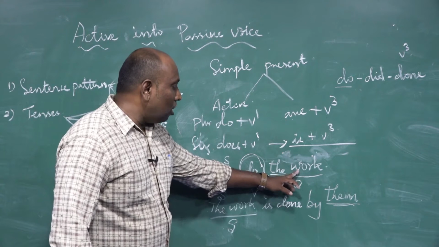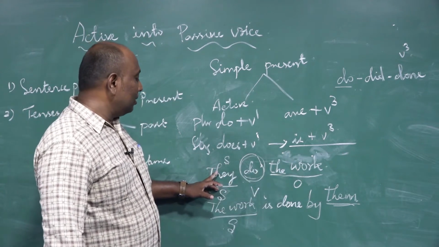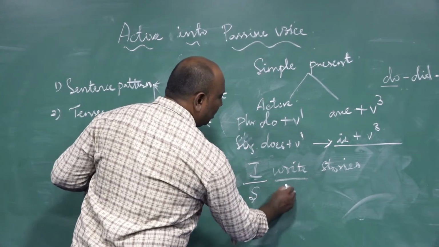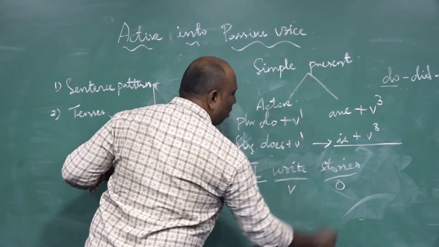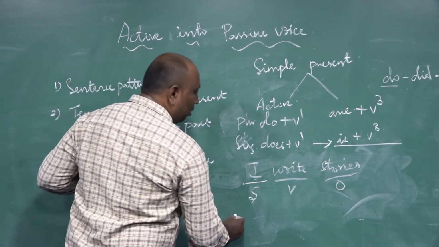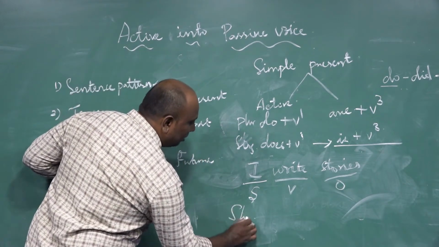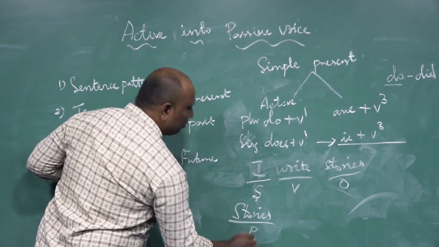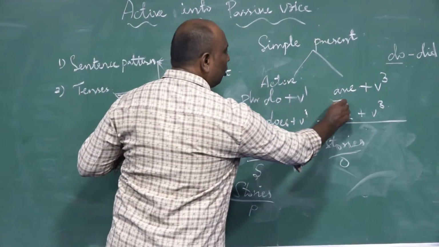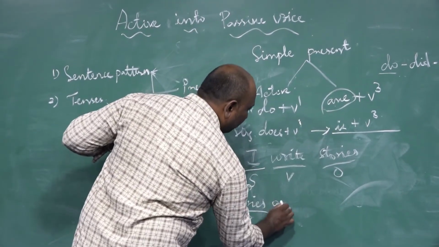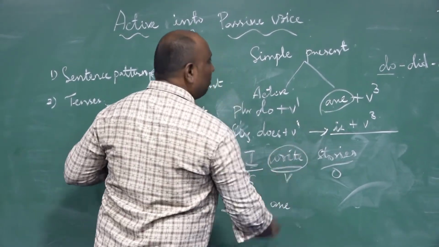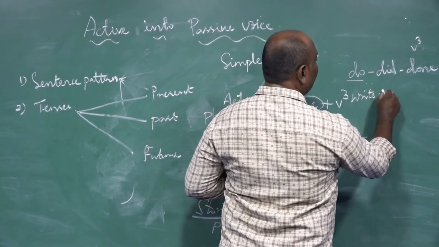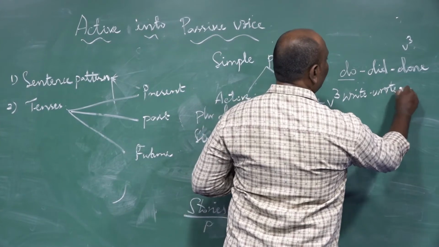So look at this: the object should come in the place of the subject. Look at this line: "I write stories." "I" is the subject, "write" is the verb, and "stories" is the object. So the object will come in the place of the subject: "Stories." Actually this is plural. While your subject is plural, you have to use "are." And take out the main verb and write its three forms. What are the three forms? Write, wrote, written.